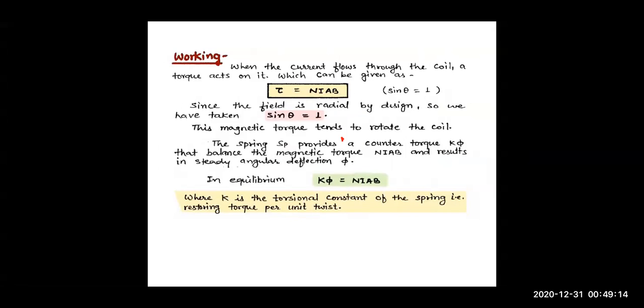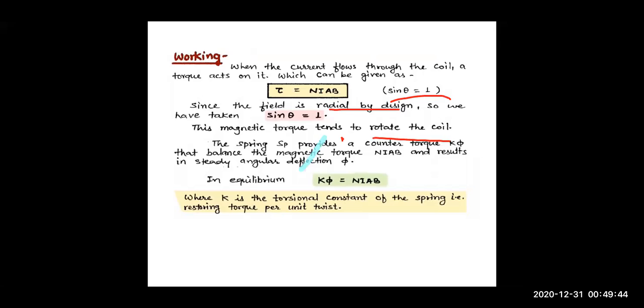Let's see its working. Now children, whenever you place the moving coil galvanometer in any circuit, the current will flow through the coil. As the current flows, a torque will act on the coil, and the torque is given by the formula NIAB sine theta. But as we have used a radial magnetic field, sine theta becomes 1, right? So tau equals NIAB is the torque which is going to rotate the coil.